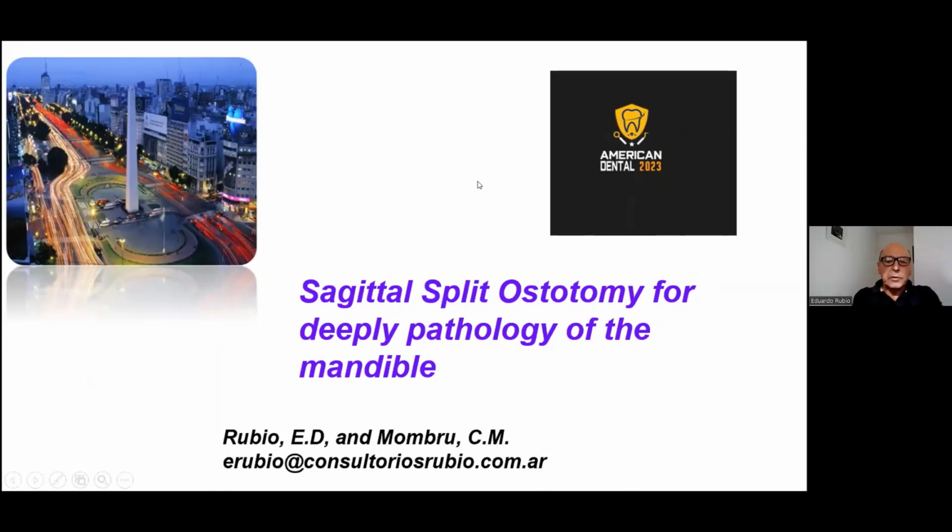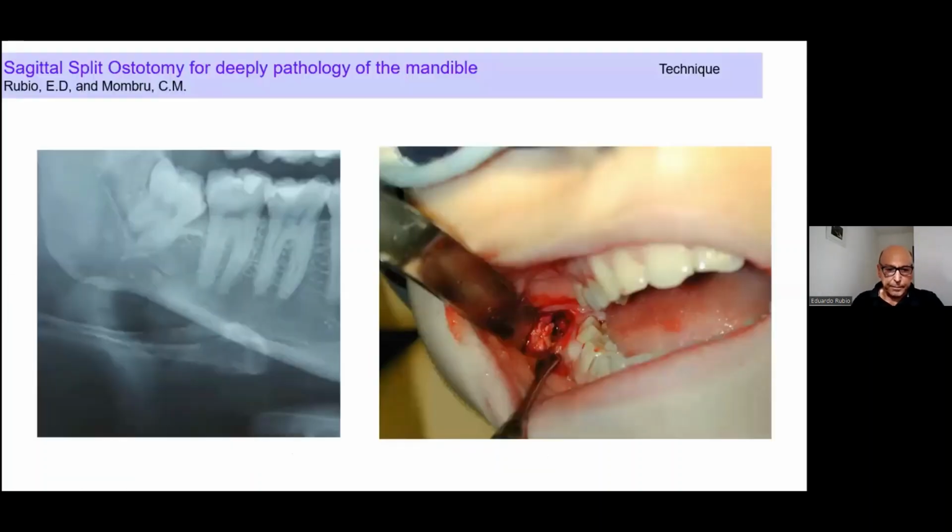Today, I'm going to talk about an old technique that we use in orthodontic surgery every day, but applied to the treatment of the pathology of the mandible.